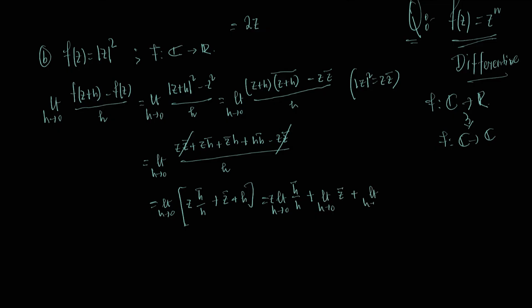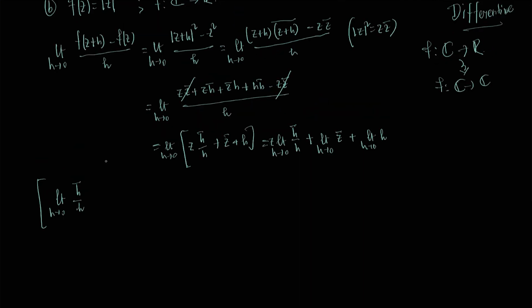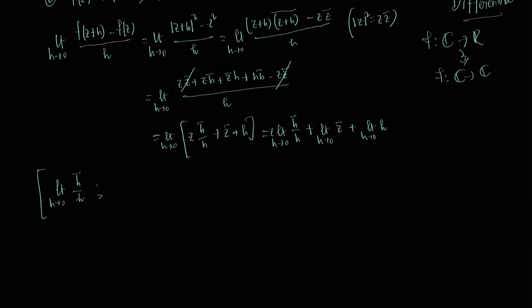Clear? See, this is going to 0, no issues. This is nothing but z bar. What about this thing? Let's just look at it. See, the first limit, this is an issue here. So we have to find the limit h tends to 0, h bar by h. And remember, h is a complex number.